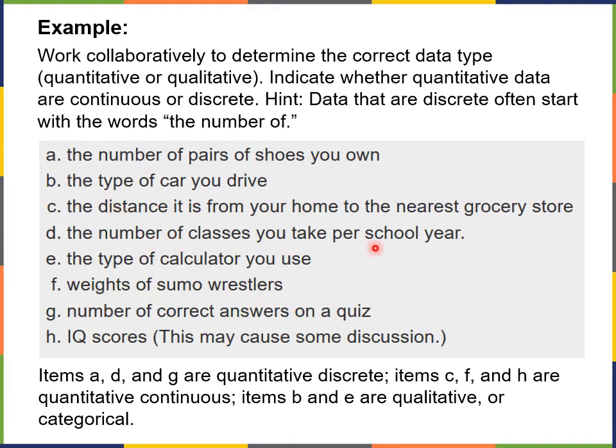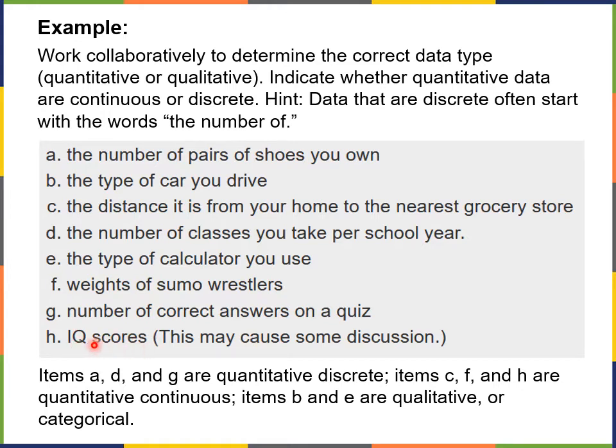The number of classes you take per school year, okay, that's a number, so quantitative, and will be discrete because you could definitely count those. The type of calculator you use, well, that's a group there. That's not a numeric value, so that would be your qualitative. Weights of sumo wrestlers, definitely numeric, so quantitative, and definitely continuous. Number of correct answers on a quiz, again a countable number, so that would definitely be your discrete. And then finally, IQ scores.